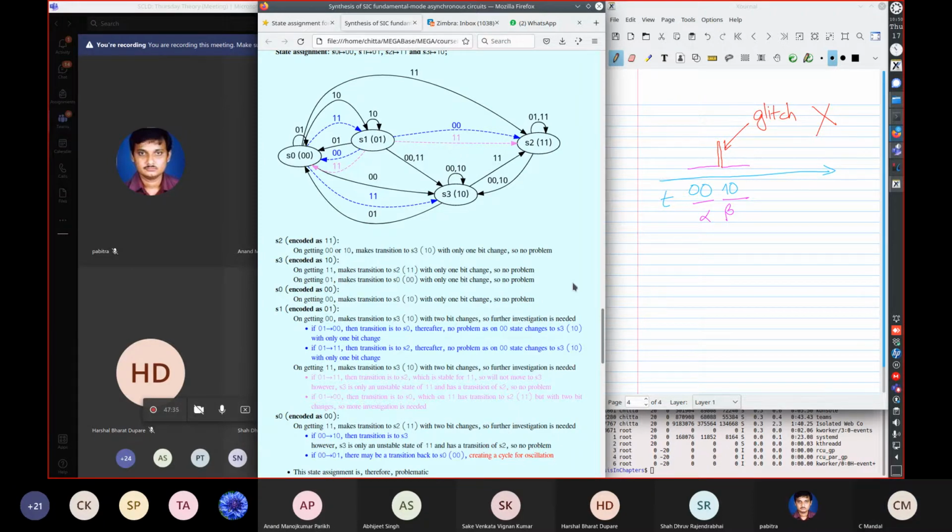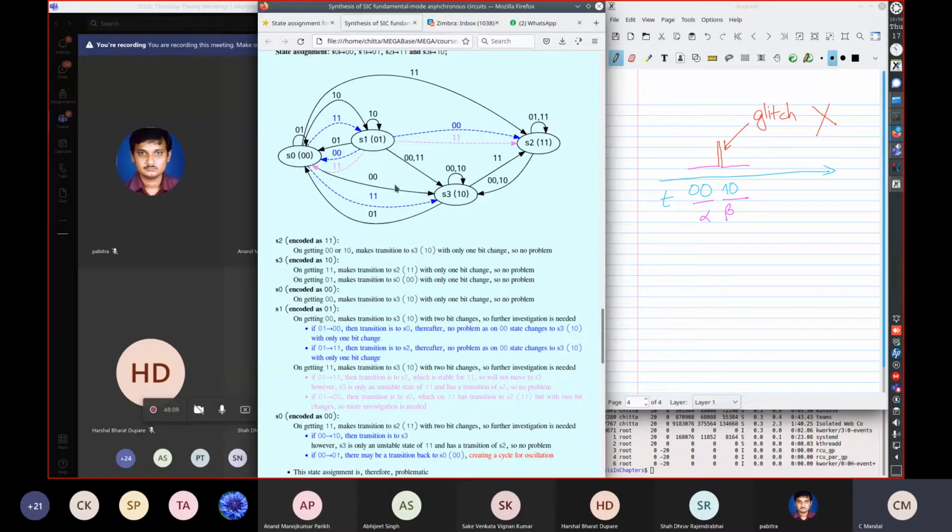Now let us look at what is happening in S1. Okay, so let us see what happens here. S1 is encoded as 0, 1. So on getting 0, 0, it makes a transition to S3, okay, with 2-bit changes.